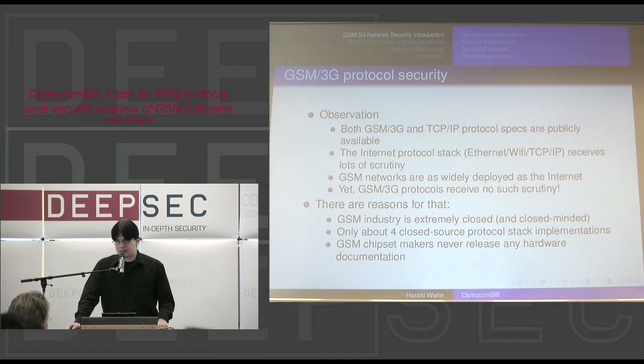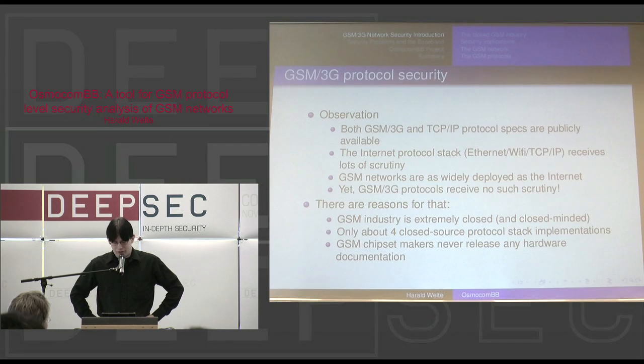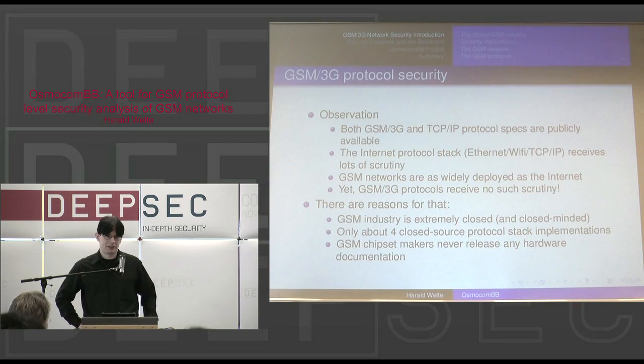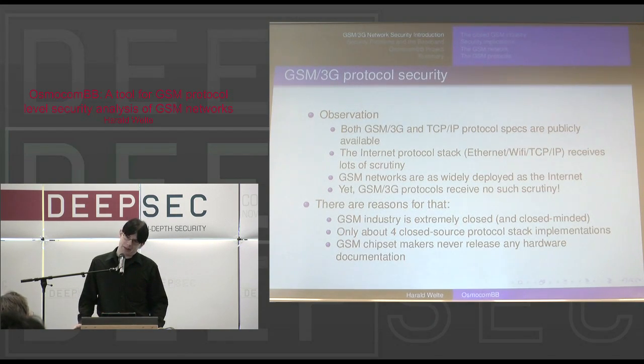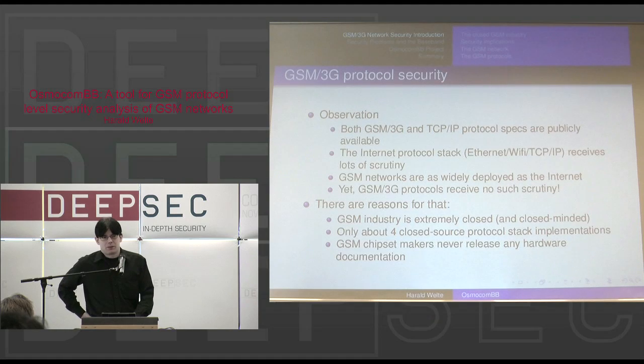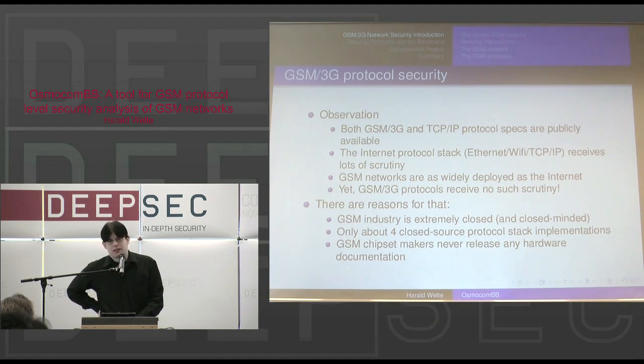And the reason for that is that the industry involved in these products is, from my perception, extremely closed and sometimes closed-minded. There are very few implementations of the protocol stack, right? A couple of companies did that initially, and then lots of other companies bought licenses to that code. So if you look at how many TCP/IP implementations we have, there are many more than you would ever see GSM protocol implementations.